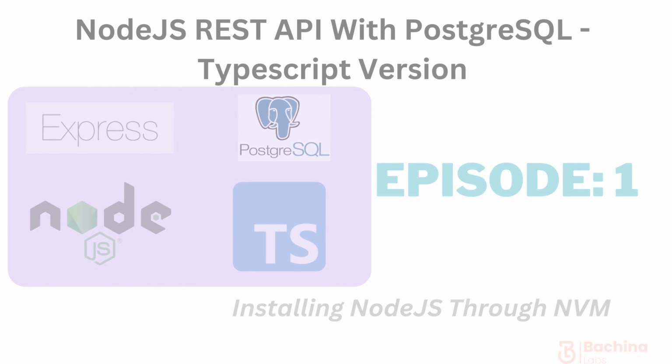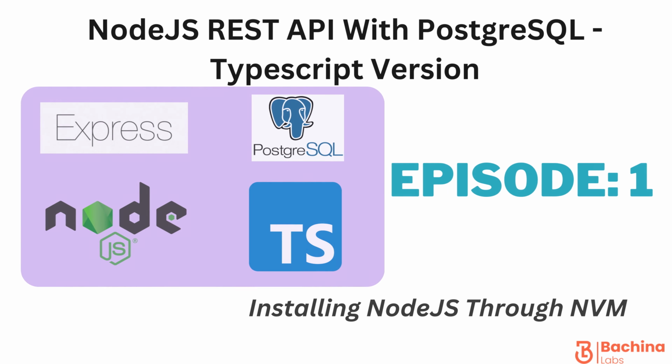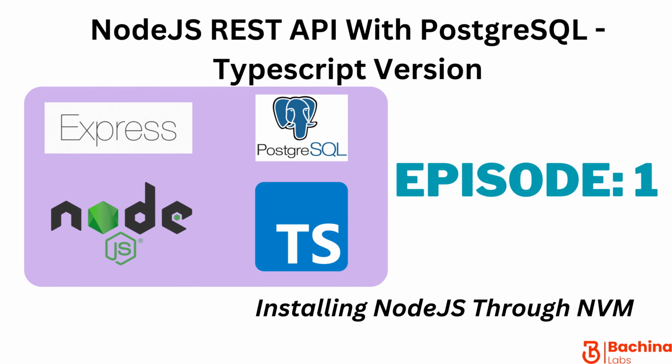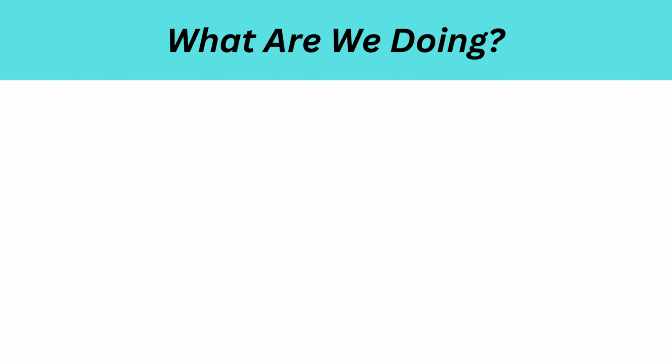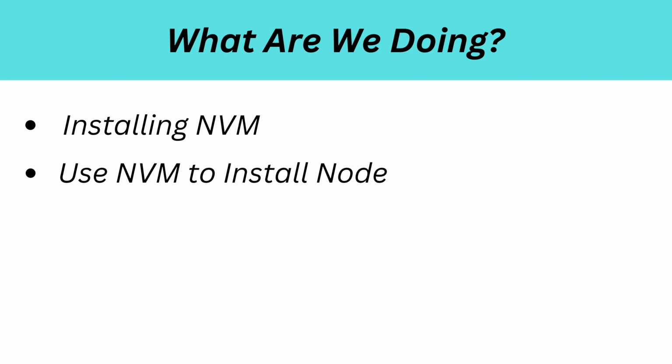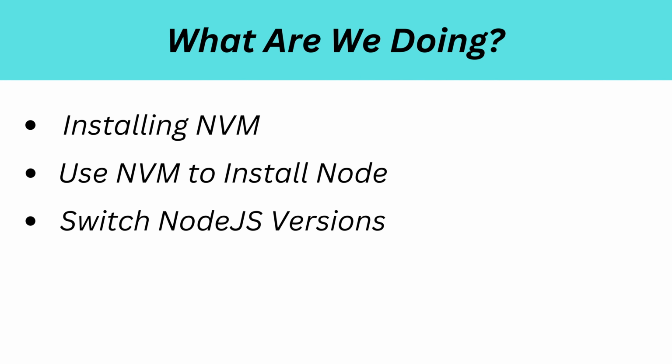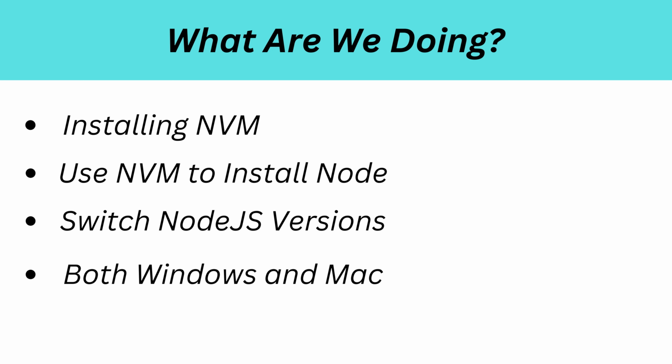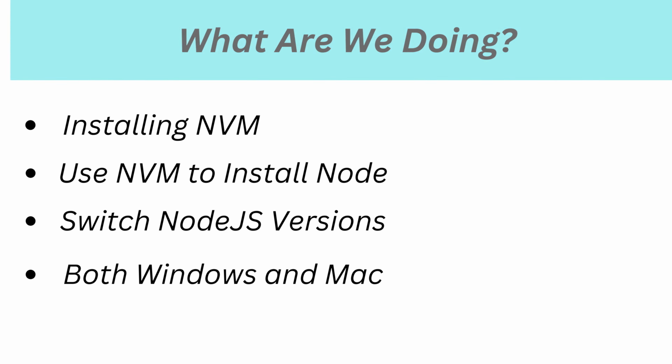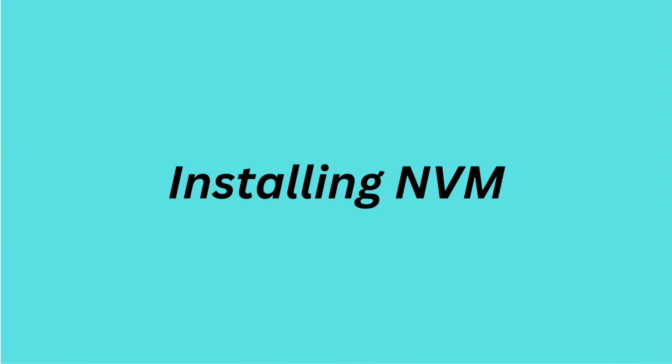Welcome to the first episode of this series called NodeJS REST API with PostgreSQL. In this first episode, we're going to explore how to install NVM, and through NVM, how to install Node, and we're going to see how to switch NodeJS versions using NVM, and we're going to see both Windows and Mac.